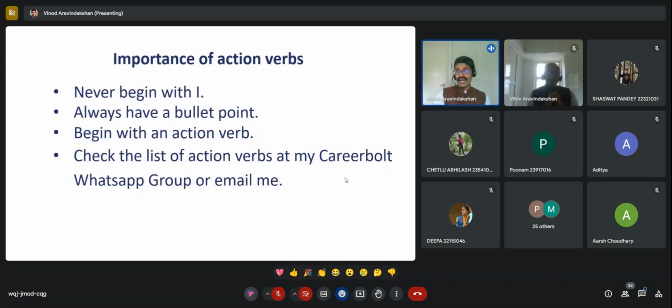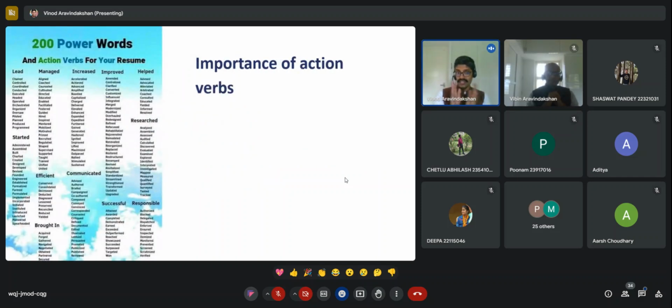I talked about these points. Never begin with I in your bullet points. Always begin with an action verb. And there's a list of action verbs. I'm going to send this PowerPoint to you, but there's around 200 power action verbs you can use on your resume. Use this carefully to optimize your resume. I will send all these words to you in my WhatsApp group. So do join my WhatsApp group.